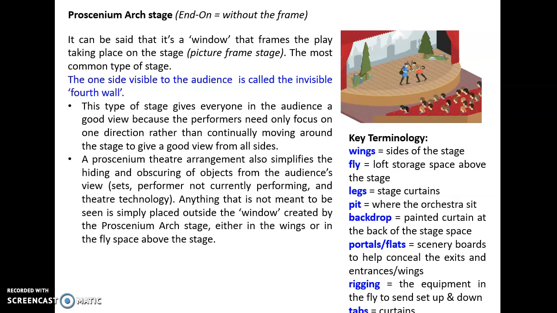Some negatives to this are sometimes it lacks the emotional connection that actors can have with an audience, and they can't get really intimately involved. It limits the genre perhaps you can do on this type of staging, so you might not do an immersive performance, making the audience feel uncomfortable on this type of staging.